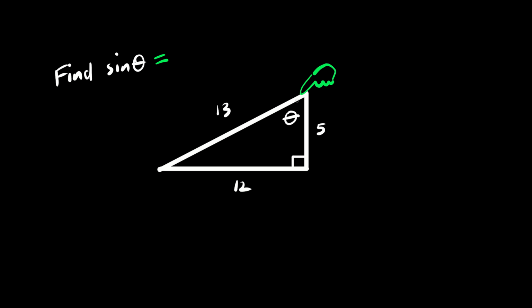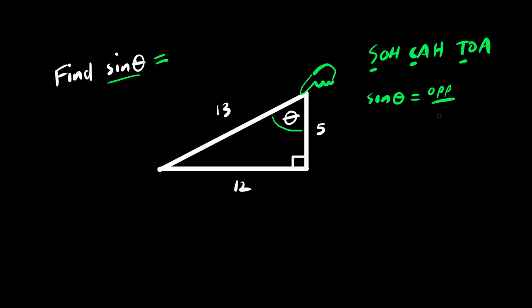Then relative to this angle, we're going to figure out what is the opposite, what is the hypotenuse, and what is the adjacent. Now do not be confused. Yes, we can memorize the acronym SOH CAH TOA. Now the question is sine, so the first letter represents sine, cos, and tan. Yes, we memorized that sine theta, sine of the angle, is equal to the opposite over the hypotenuse.